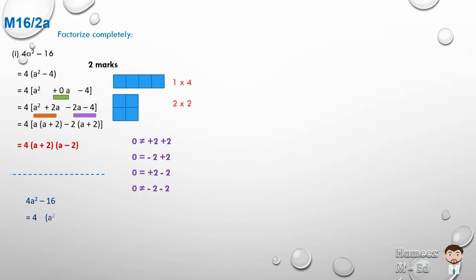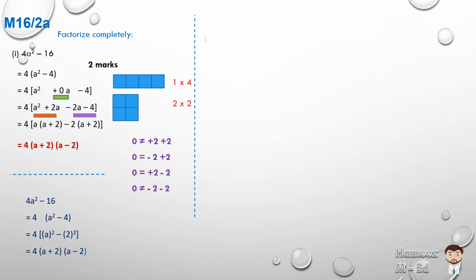We can pull out 4. So we get A squared minus 4 just as above. And A squared minus 4, hopefully you could recognize that's a difference of squares. A squared minus 4 is really A squared minus 2 squared. And the difference of squares, A squared minus B squared, when we factorize that, is always A plus B by A minus B. So in this case, we have A and B is 2. So we can rewrite it in our final line 4A plus 2 by A minus 2.